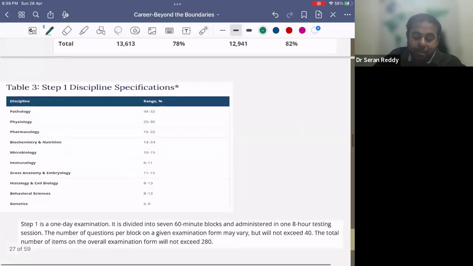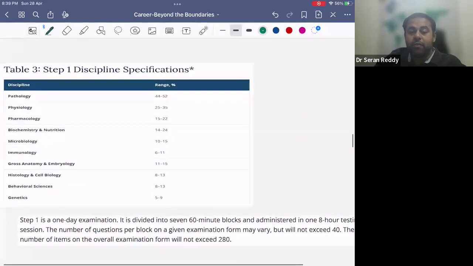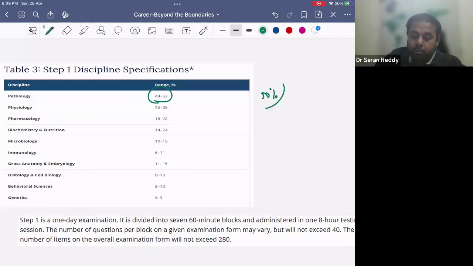Okay, so which specialty is very important, where the examination questions are asked. And remember, pathology is the most important, where almost close to 50% of your Step 1 questions come from pathology. Very, very important. Followed by physiology, pharmacology, biochemistry, and all. So this is very, very important. Right now, Step 1 is a 1-day examination. The whole day you will take an online examination in Prometric centers.